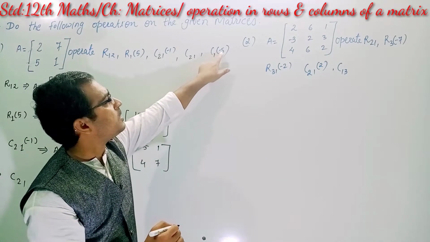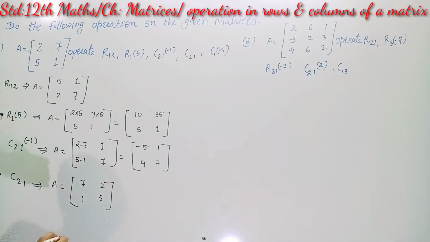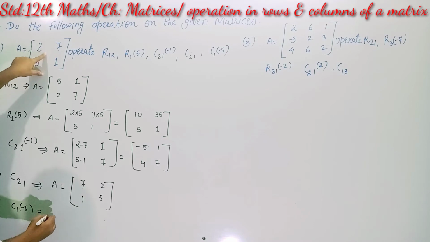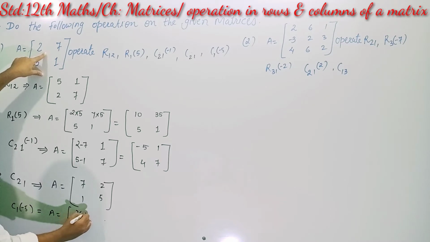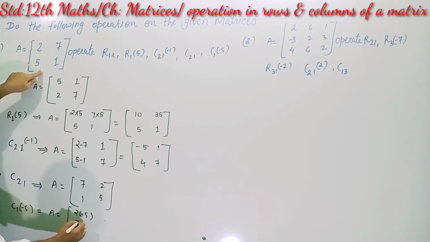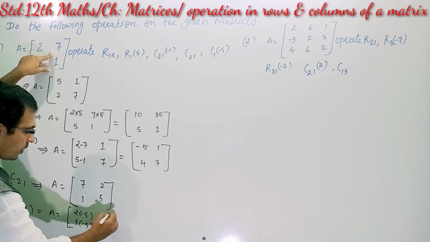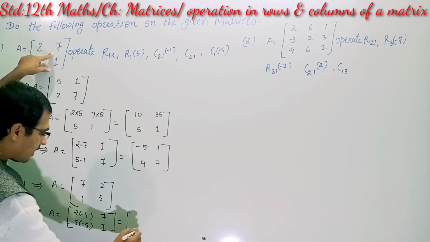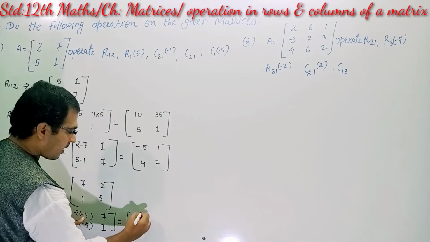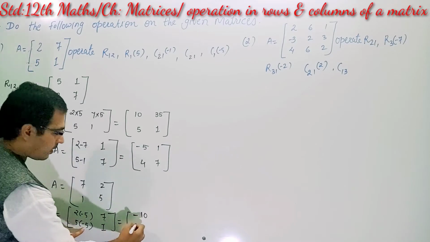Next is C1 multiplied by minus 5. This column is multiplied by minus 5. So we are getting 2 into minus 5 and 5 into minus 5. There will be no change in column 2 because we are not doing any operation on it. 2 fives are 10, so minus 10, and 5 into minus 5 is minus 25, with 7, 1 unchanged.